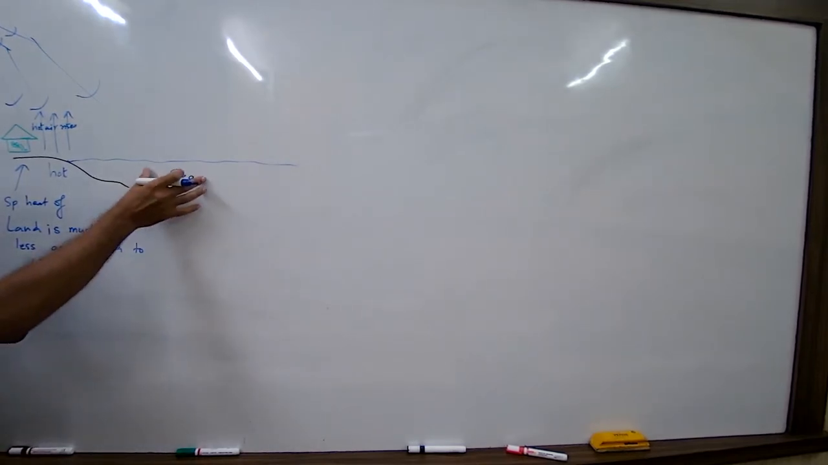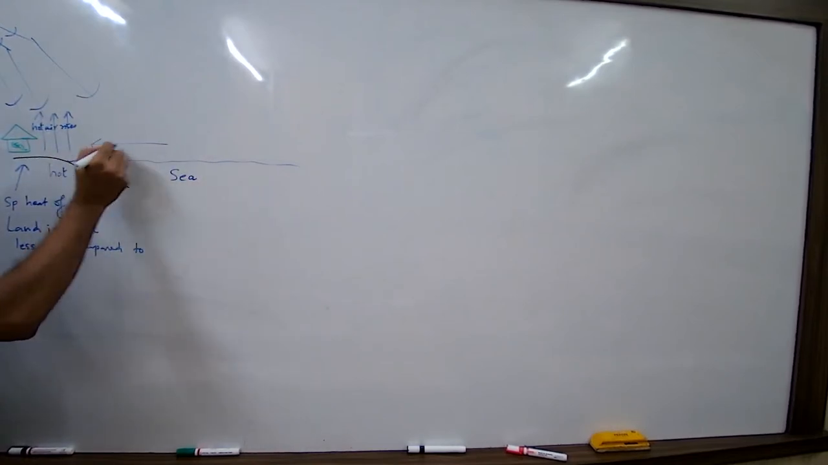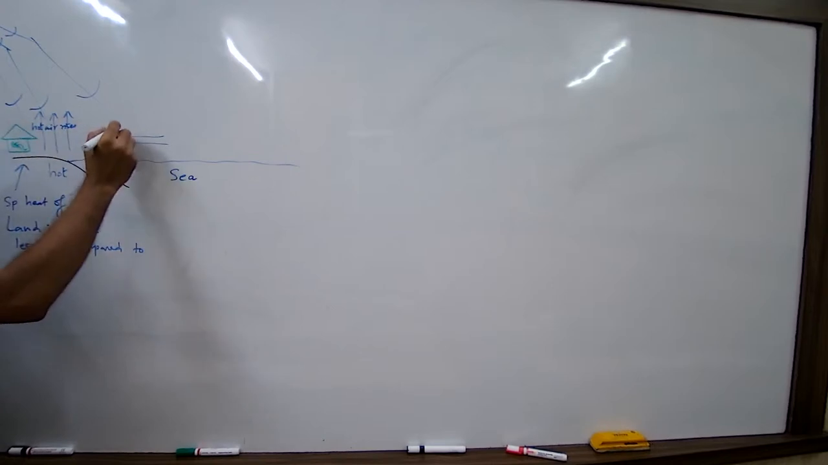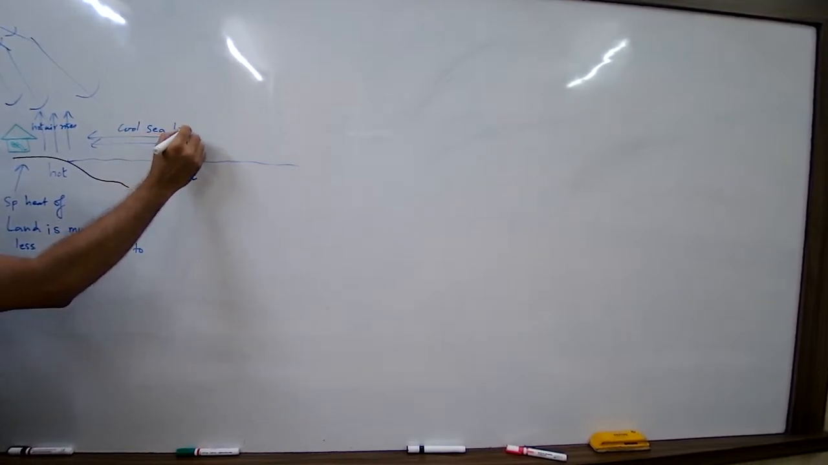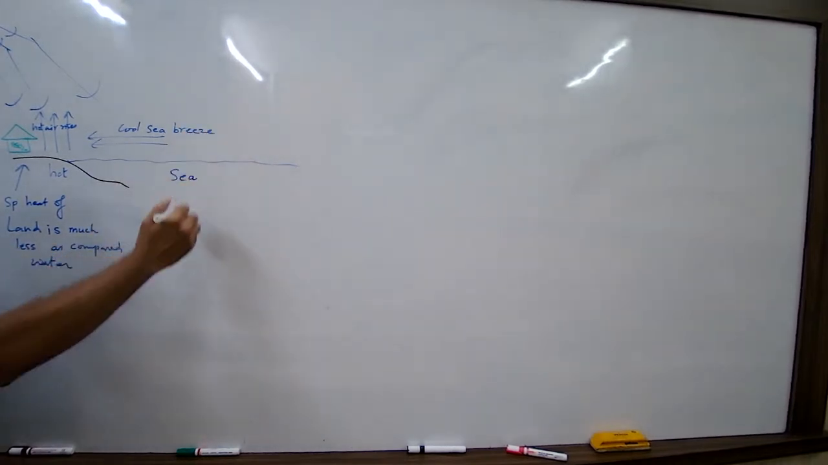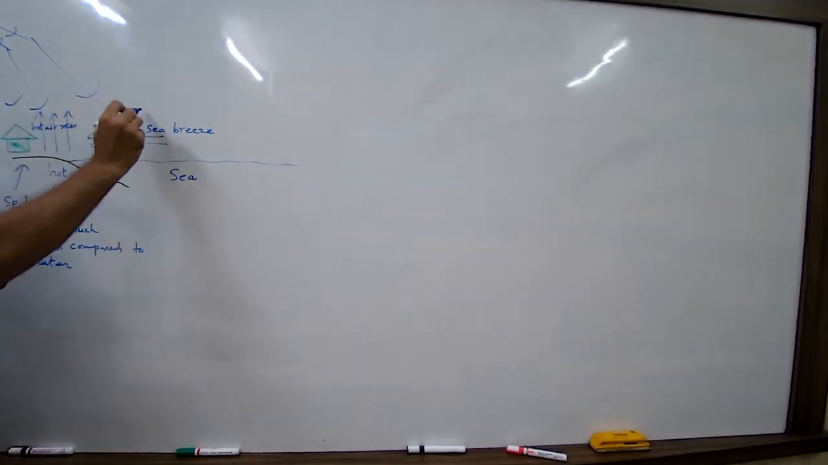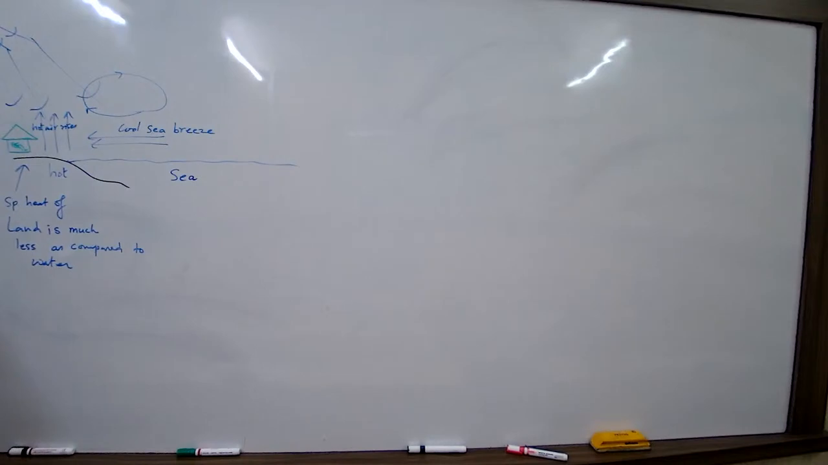Now the air above the sea is cool. So when the hot air rises, the cool air gushes in from the sea to the land, right? Cool sea breeze. So the sea breeze will gush in. This kind of convection current will flow. So in the daytime, the hot air rises and the sea breeze will travel towards the land.